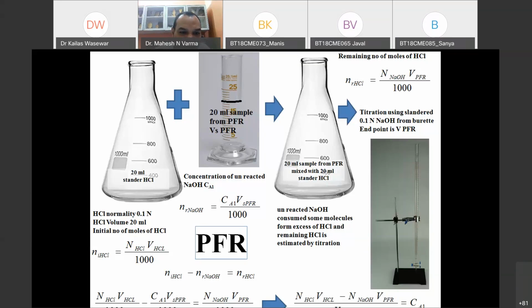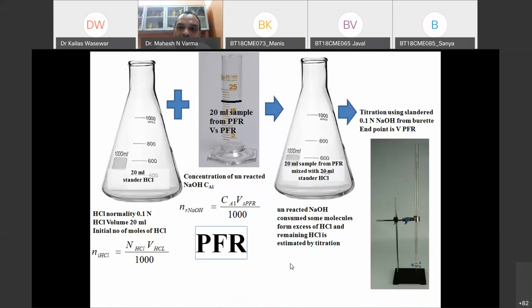So where was I? Is this clear to you, Jawad? Yes, sir. Sir, the titration endpoint will be VPFR. That was the last point discussed. Okay, so this is titrated and this endpoint is VPFR.